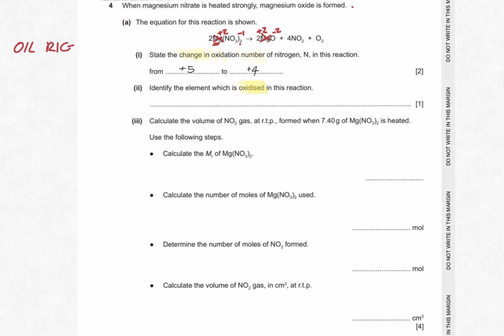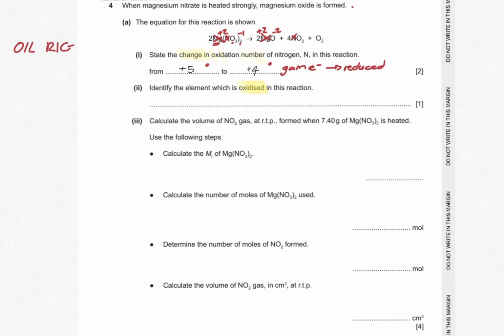Then we can go and look at nitrogen. And for this, we can actually just look at our previous answer. It went from +5 to +4, so it gained electrons, meaning it was reduced. So also not nitrogen. The only thing that's left is oxygen.